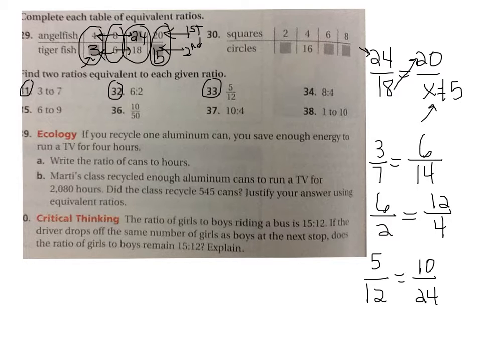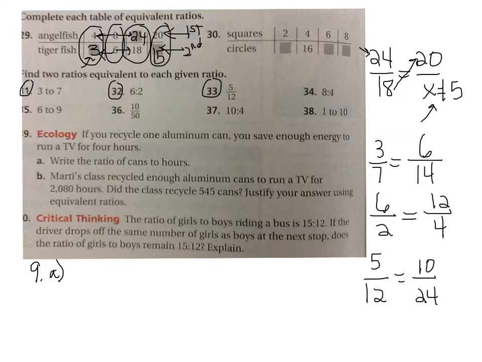Okay? Let's look at number 9. It says if you recycle one aluminum can, you can save enough energy to run a TV for 4 hours. One aluminum can to run a TV for 4 hours. Write the ratio of cans to hours. So I would write number 9, A.